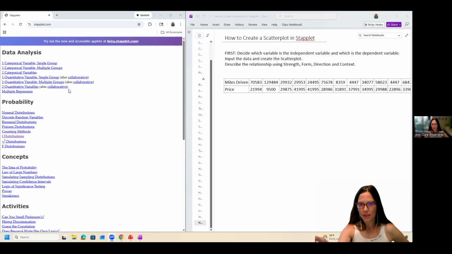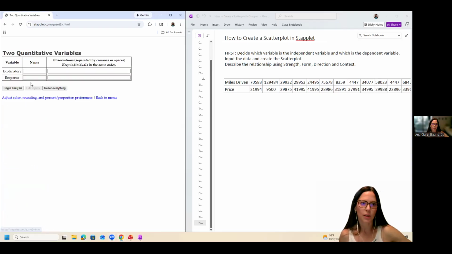So when we're looking at this data, this is bivariate data, which means we have two variables, miles driven and price, and they're numerical. When we look at data analysis on Stapplet, you have categorical, which this is not, and you have quantitative. We have two quantitative variables, so we're going to select two quantitative variables. Then it asks us for the explanatory and the response. Explanatory is another word for independent variable. We learned that in experimentation and design. Response is another word for the dependent variable.